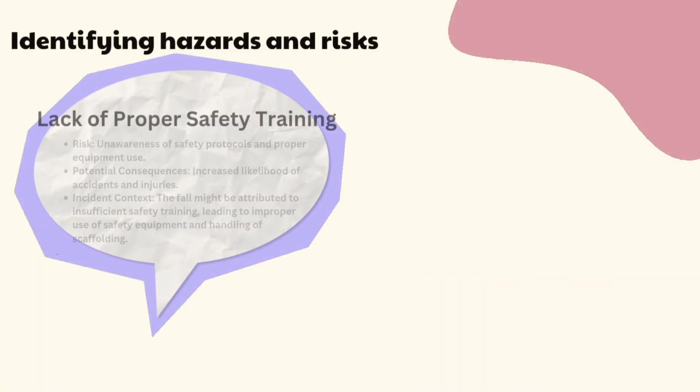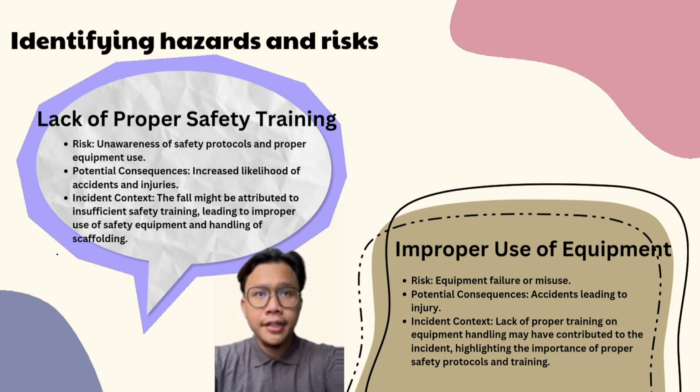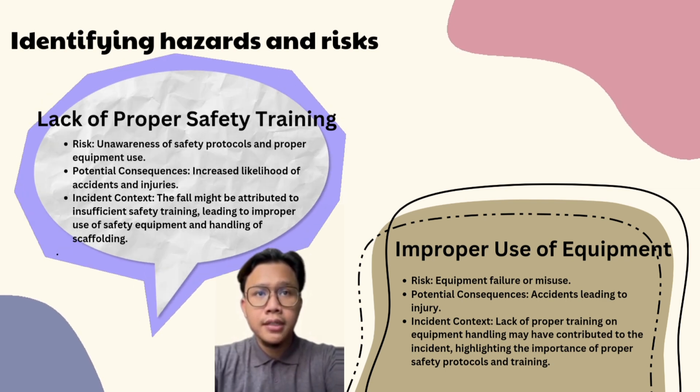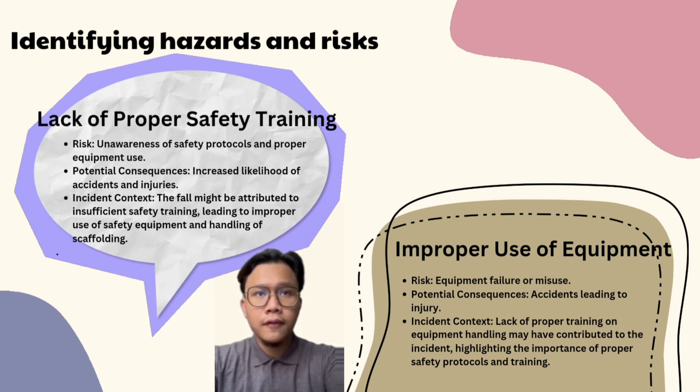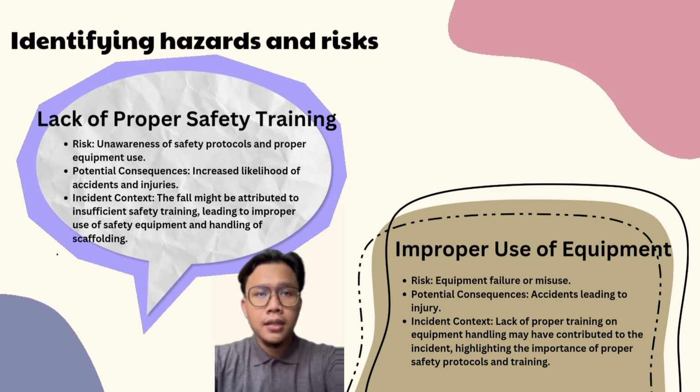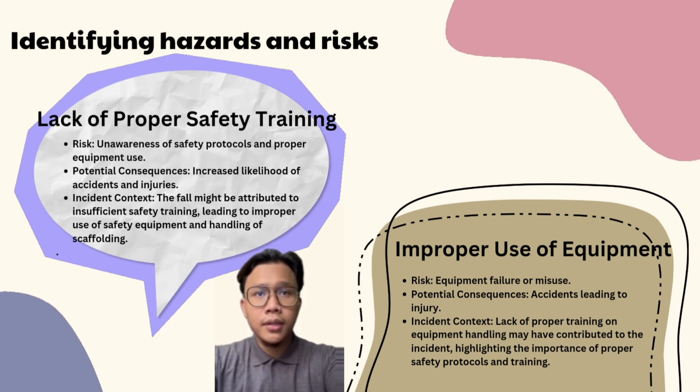Next, the lack of proper safety training. The risk of the incident is unawareness of safety protocols and proper equipment use. The consequence is increased likelihood of accidents and injuries. Incident context: the fall might be attributed to insufficient safety training.